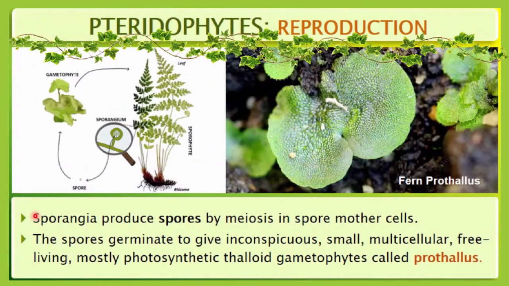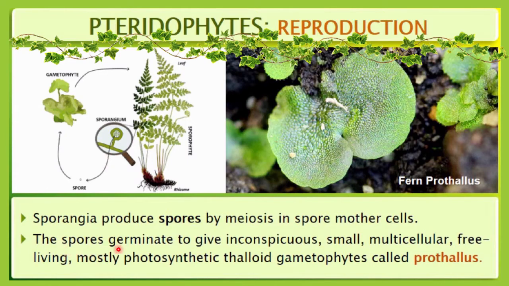In the case of a pteridophyte, sporangia will produce spores, and that is by the process of meiosis in the spore mother cells. Inside the sporangium there is a spore mother cell, and meiosis will occur in the spore mother cell, and as a result of that, spores will be formed. Here you can see this is a sporangium in which meiosis will occur, and as a result of that, spores will be formed.